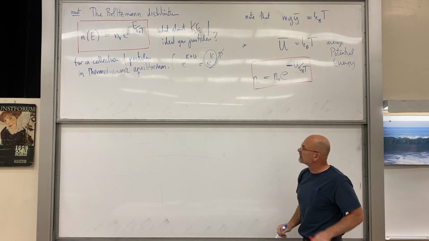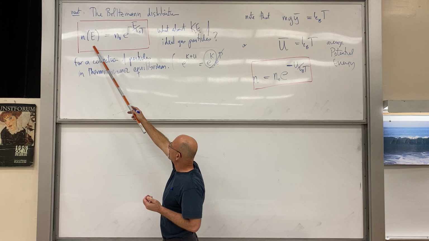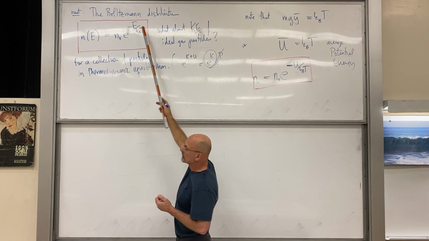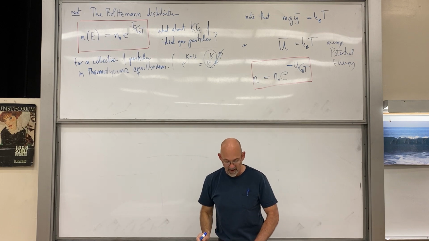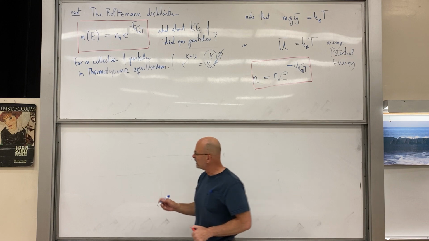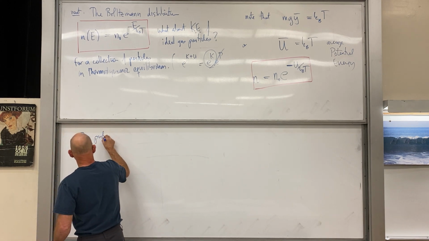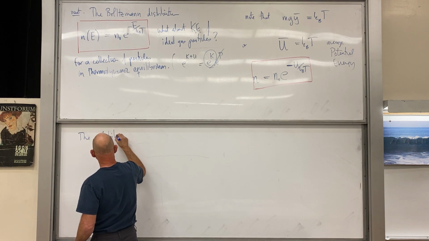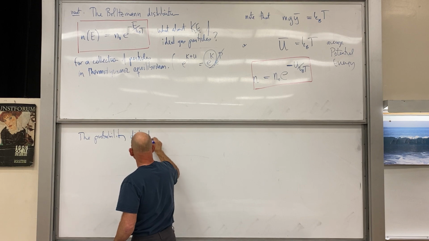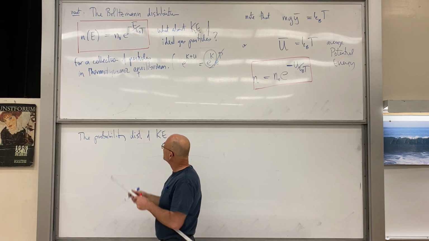So yeah, now we're looking for the probability of finding particles in a certain energy range. Okay, so we're going to write that down. They're called the probability distribution of kinetic energy. Probability distribution of kinetic energy. And so let's just write that down in this same form here.